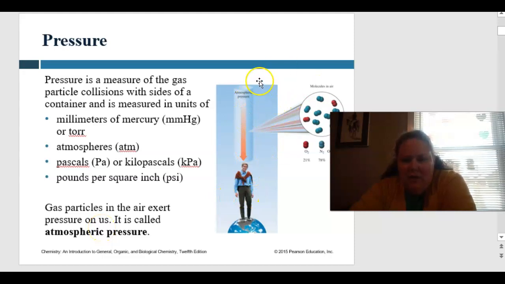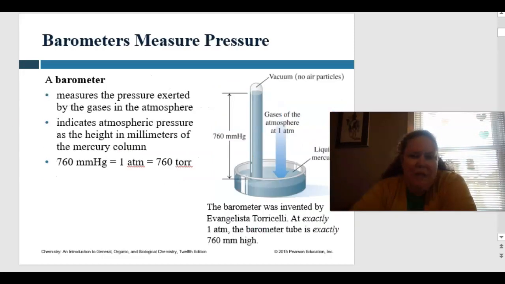So you can see here we have the atmosphere pushing down on us so that I don't float around in the lovely sky. Barometers are also a measure of pressure. A barometer is specialized and it measures the pressure exerted on the gas by the atmosphere. So sometimes you hear of barometric pressure.